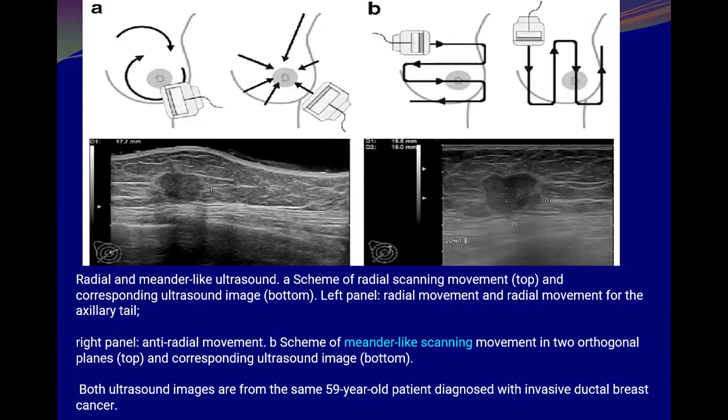If it is not in the longest dimension, that means it's not oriented. This is not the orientation. This is not the radial direction for the lesion. It is radial for the breast. And we prefer the radial because it is aligned along the long axis of the duct.